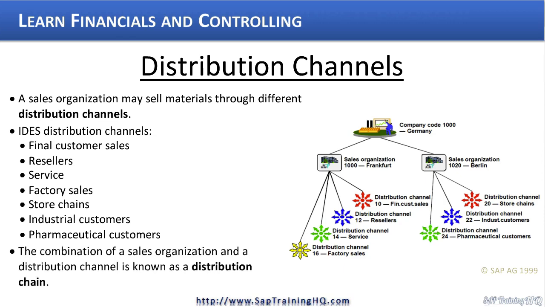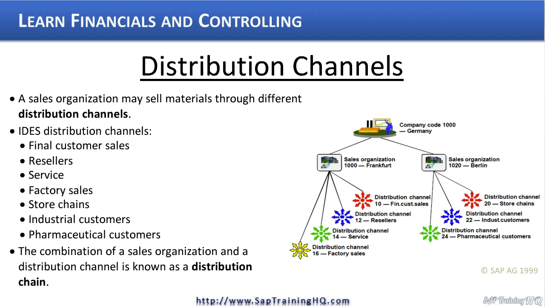The combination of a sales organization and a distribution channel is called a distribution chain. Distribution chains sell goods from the plant. For example, both of the IDAS distribution chains 1000-10 and 1000-12 sell goods from the IDAS plant in Hamburg and post the sales in IDAS company code 1000, which is also assigned to the plant.